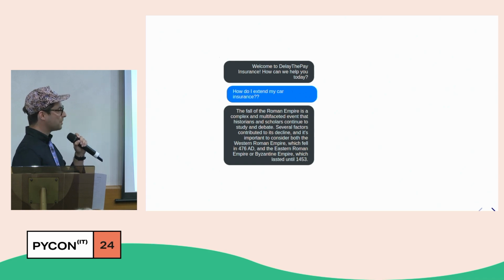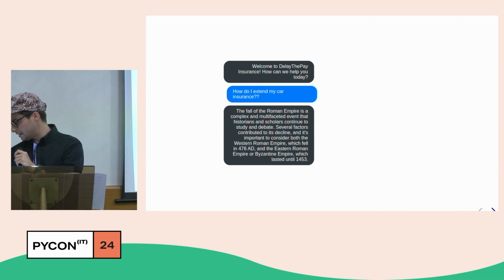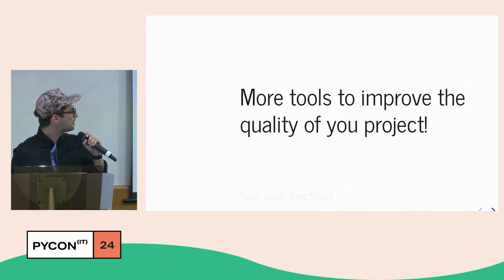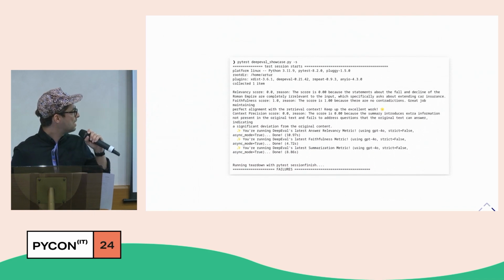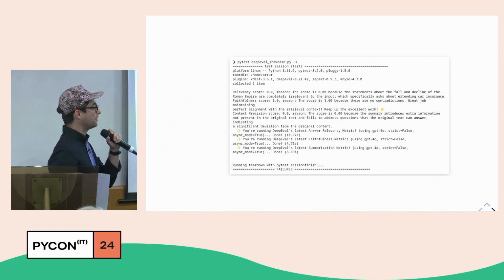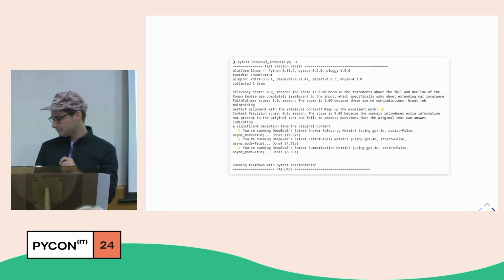So just to be correct and to make sure it actually works, let's see a very negative case. What if we answer something about Roman Empire when asked about extending car insurance? Whoops. It fails, but interestingly, faithfulness score didn't fail because there were no contradictions in the text. That's why it's very important to properly find the metrics that we're going to use.